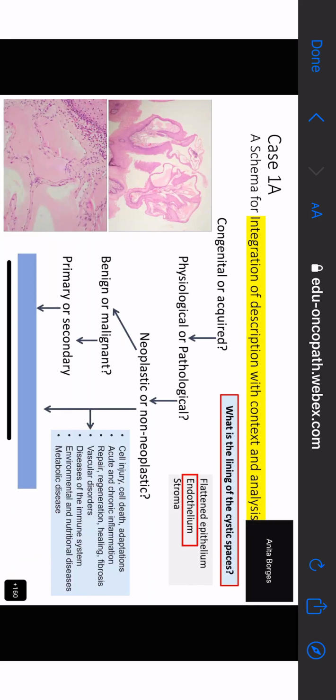Now, what is this lesion, and how do we come to it? How do I usually, or I do it all the time in my head, have a schema or some algorithm to make diagnoses? So we start with, is it congenital or is it acquired? Come on, Sweta, is it congenital or acquired? Acquired, ma'am. Very good. Is it physiological or pathological?